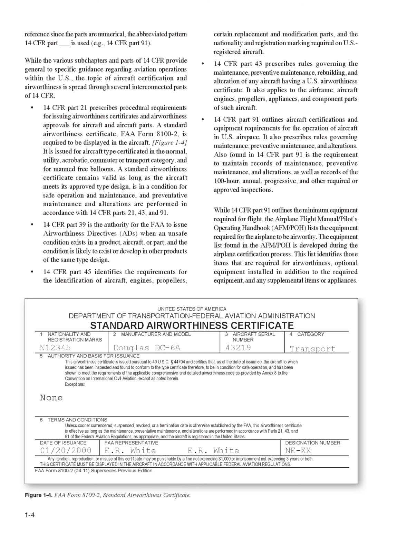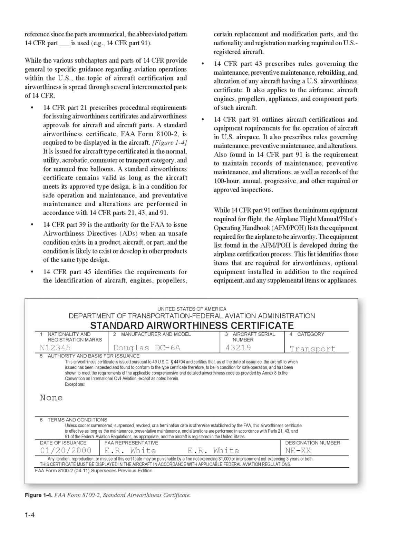Designation number: ME-20. Any alteration, reproduction, or misuse of this certificate may be punishable by a fine not exceeding $1,000 or imprisonment not exceeding 3 years, or both. Date of issuance: January 20, 2000.